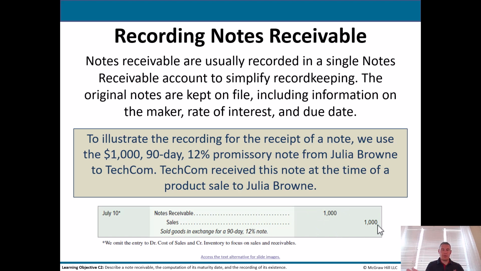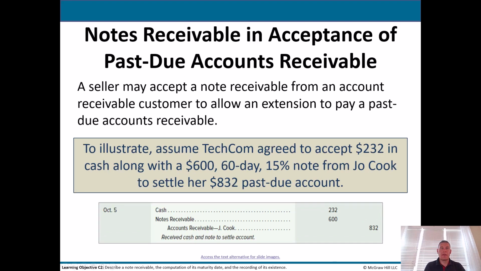Now, the reason there's no interest there, because I always get asked this from students, is this is the first day of the note. This is like day zero. So interest hasn't had the time to accrue yet. You'll see that as of the next day, day one.